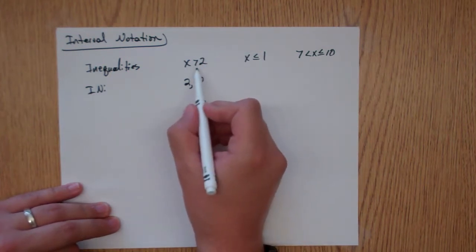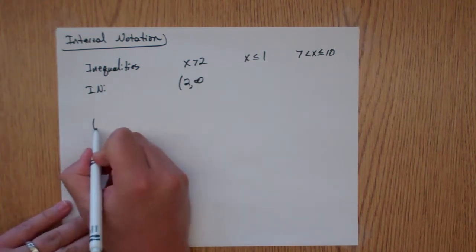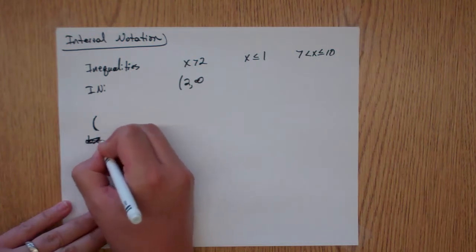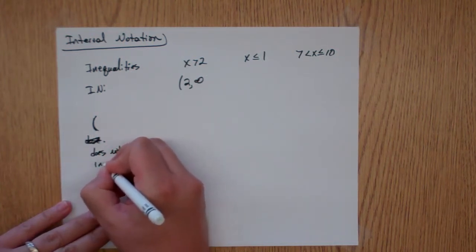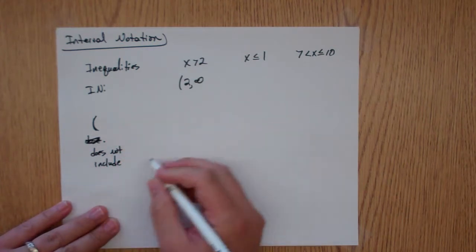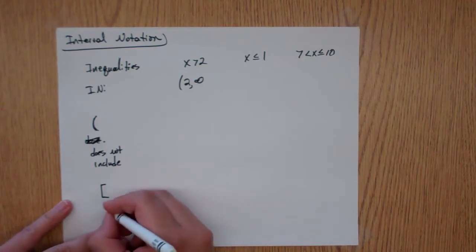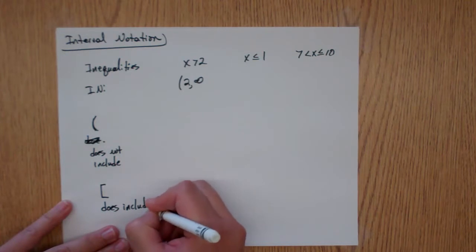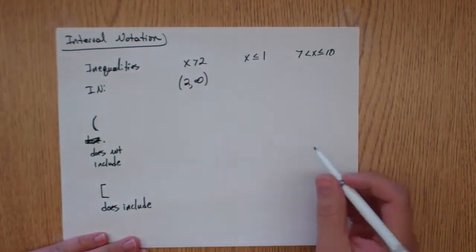Now, we have no equal sign here, so we don't include the 2. A bracket means it does include, and a parenthesis means it does not include. So can we include infinity? Let me ask you this, can you ever get to infinity? No, so you don't include it.